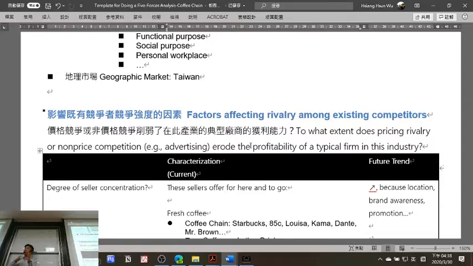Probably medium to high, right? Depends on the brands you study. So for Starbucks, they have a very strong competitive advantage. Others face very strong competition, right? So for example, Mr. Brown Coffee.